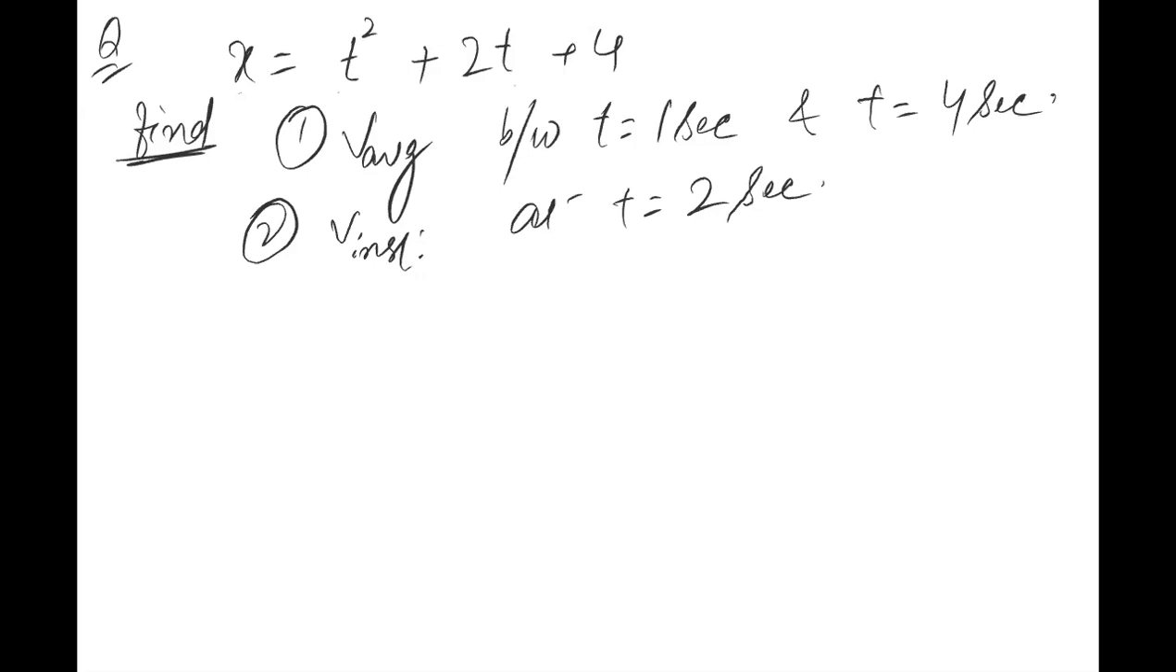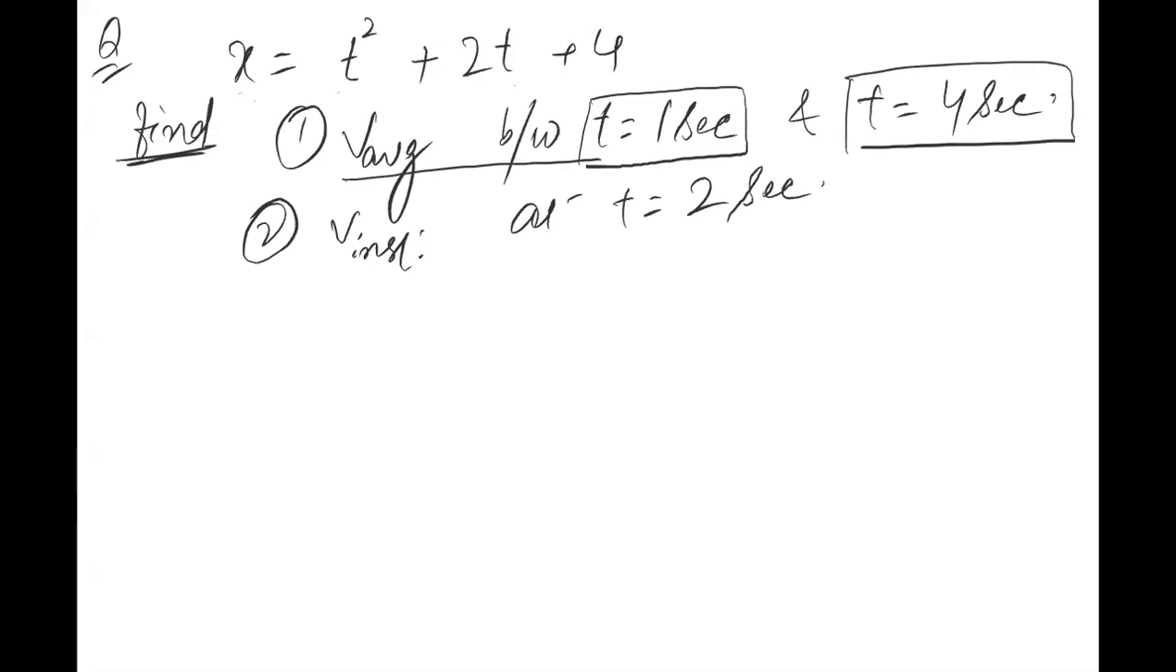देखो, first of all, to calculate average velocity, what will you do? You will find the value of x for time equal to 1 second, and then you will find the x at t equal to 4 seconds. Acha Saksham, you are getting 7 meters per second. Okay, I'll just check it.